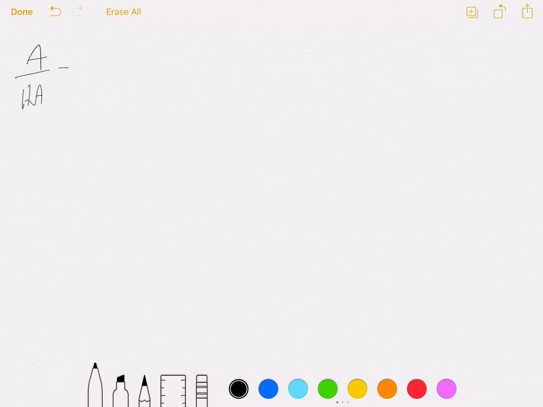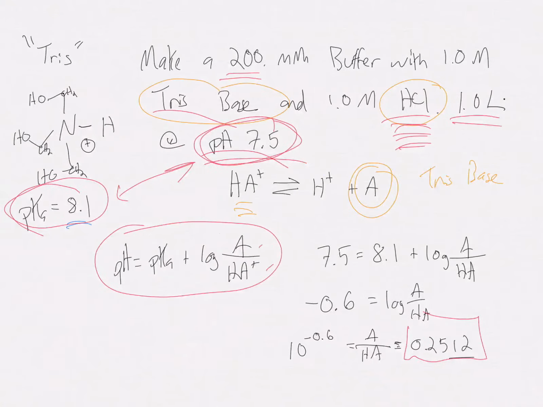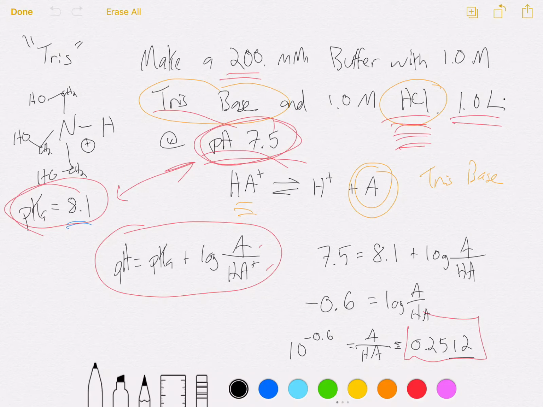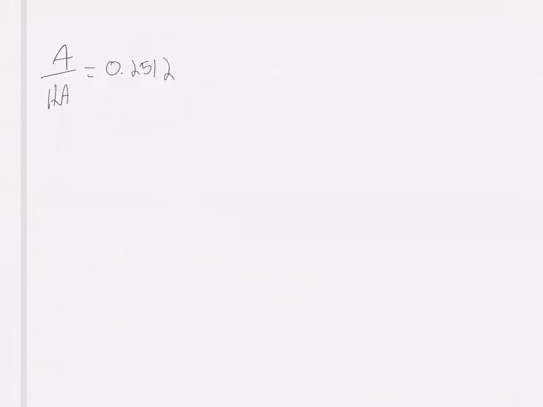Okay, so let's take that to another page: A to HA equals 0.2512. It also makes sense to make sure the magnitude of this number, as far as whether it's greater or less than 1, matches up with the relationship between pK and pH. We're looking for a pH of 7.5, which is lower than our pK value of 8.1. So it's on the acidic side, which means that with respect to our A to HA ratio, that number had better be less than 1, because HA is going to have to be in greater fraction than A, and it is. It's less than 1, so that's all good.